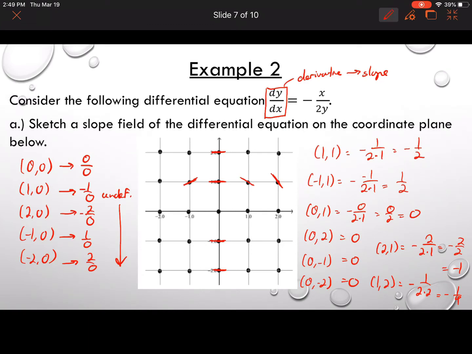So it's going to look something like, if I get this right, it's going to be even flatter. So it's probably going to be something like that. Okay, so something like that.